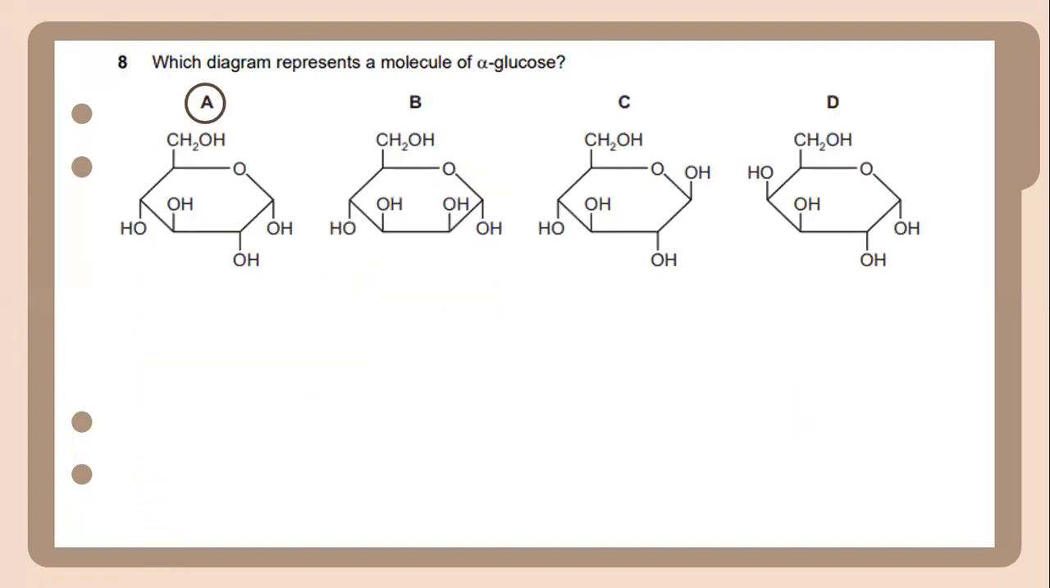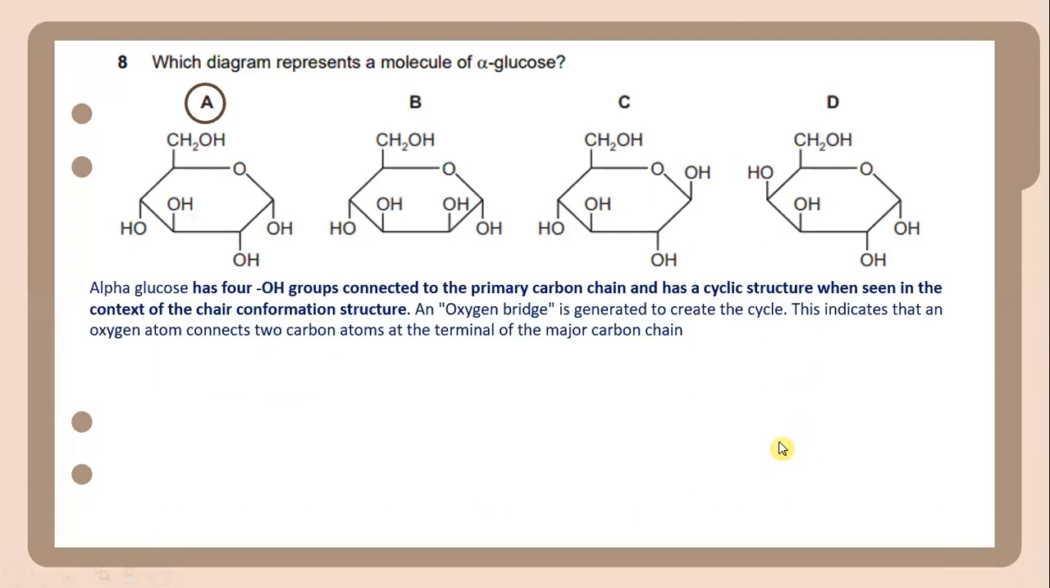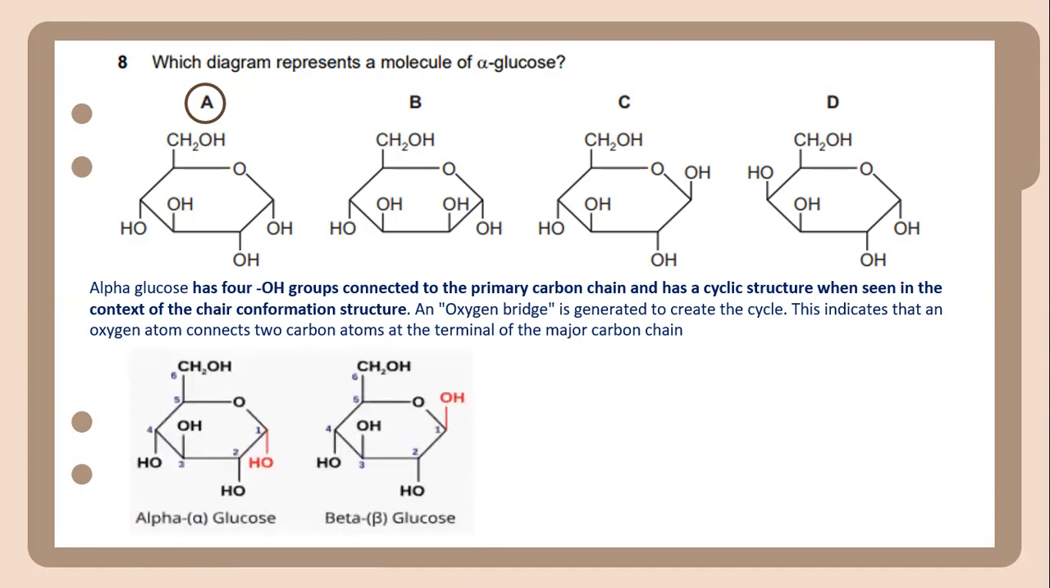Number 8, which diagram represents a molecule of alpha glucose? Alpha glucose has 4 OH groups, which are connected to the primary carbon chain, and has a cyclic structure when seen in the context of the chair conformation, in which an oxygen bridge is generated to create the cycle. So this indicates that an oxygen atom connects to a carbon atom at the terminal of the major carbon chain. So diagram A represents the molecule of alpha glucose.